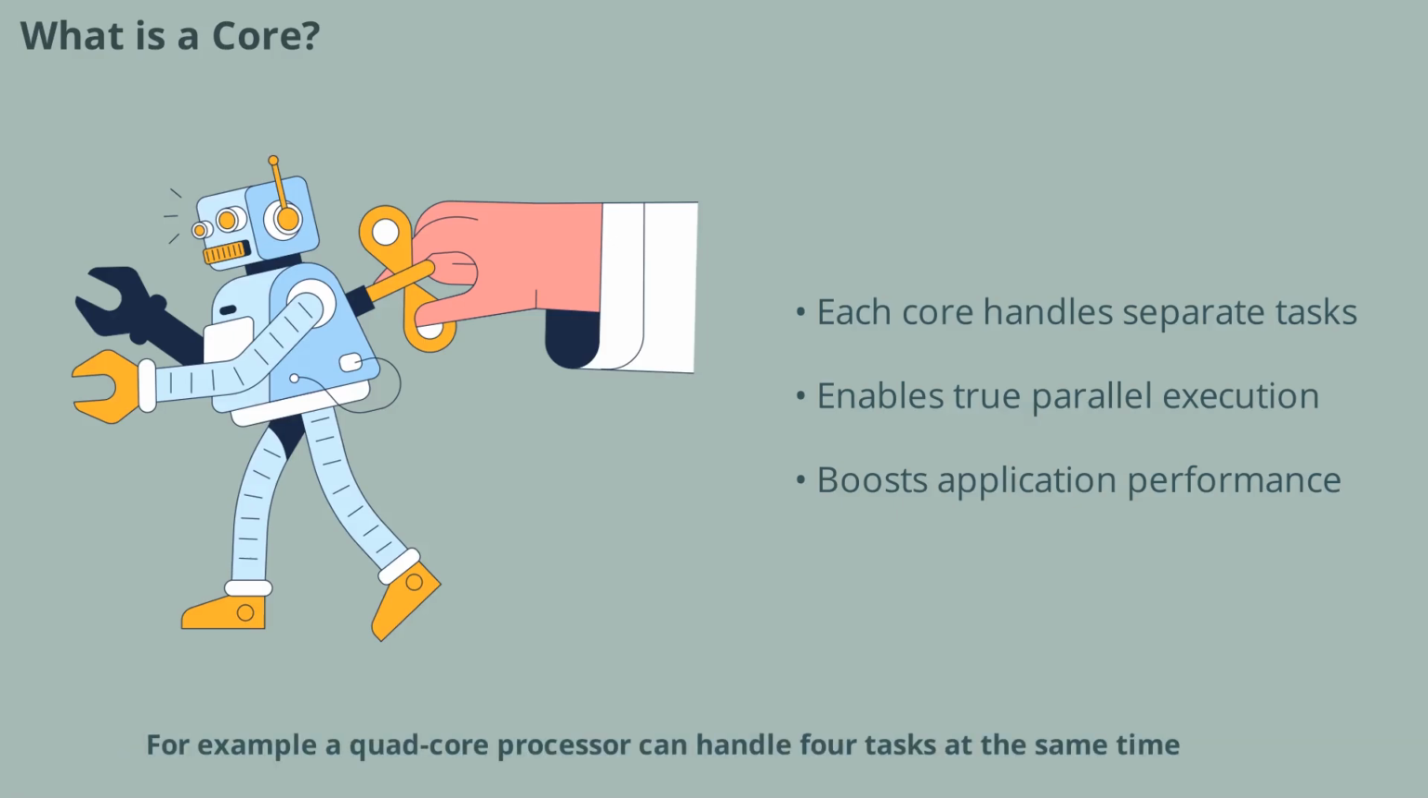For example, a quad-core processor can handle 4 tasks at the same time, like running your browser, music player, download manager, and a system update all at once. This parallelism is what makes multithreading so powerful in Java applications.